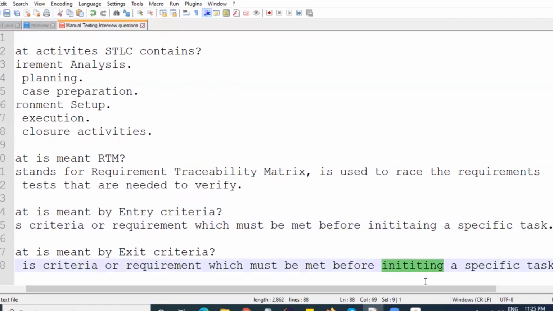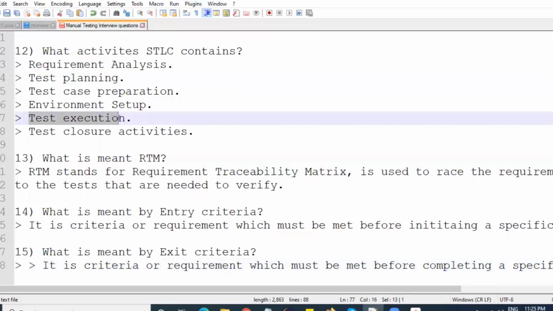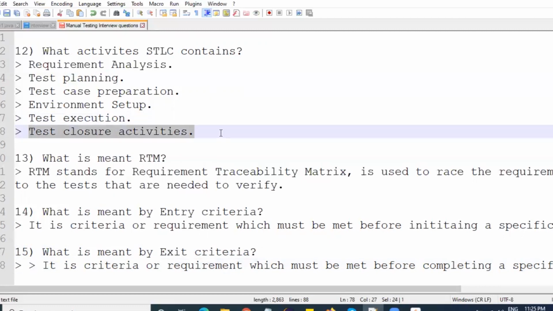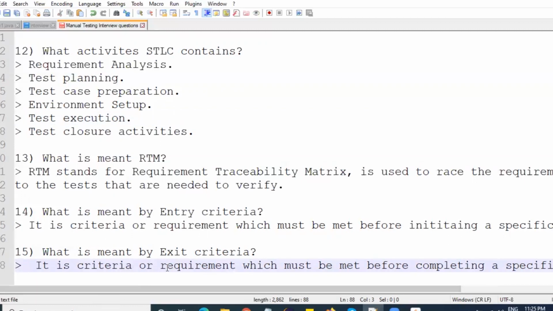Initiating, okay, before completing a specific task. So let us consider I am in the test execution phase. Whenever I am going to complete the test execution, I need to give the exit criteria saying that yes, my test execution is proper, so you can start test closure activities. Input is the entry criteria for any phase, and the output from any phase is the exit criteria. This is the difference between entry criteria and exit criteria.